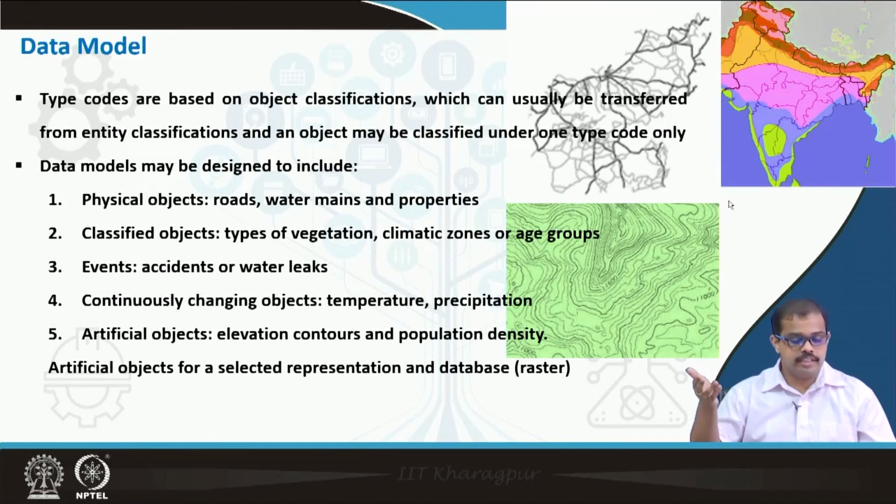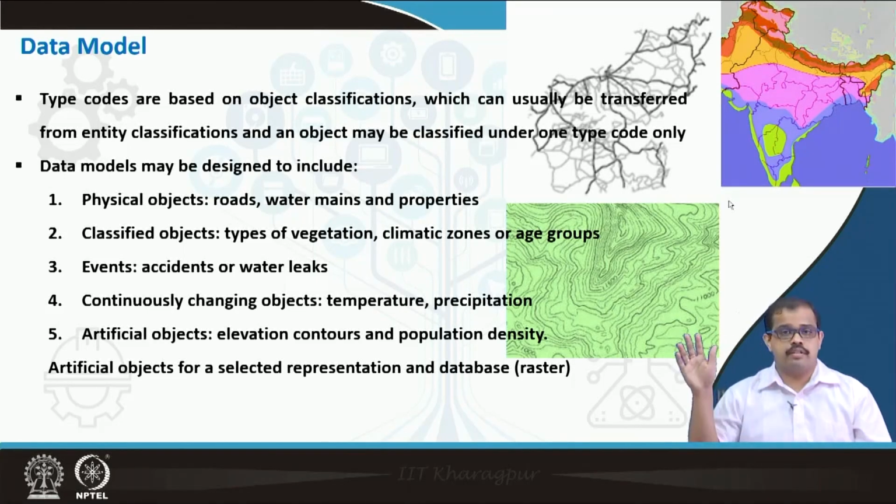Then continuously changing objects, for example temperature, precipitation. If you have real-time sensing, it can be easily fed into the database without much hassle in today's scenario. Then you have artificial objects like elevation, contours, population density. These are just a selected representation of data, and databases are in the form of a raster model. So you can have any kind of data that is connected, any kind of attributes that is connected, any kind of geometric data that is connected with relationships.